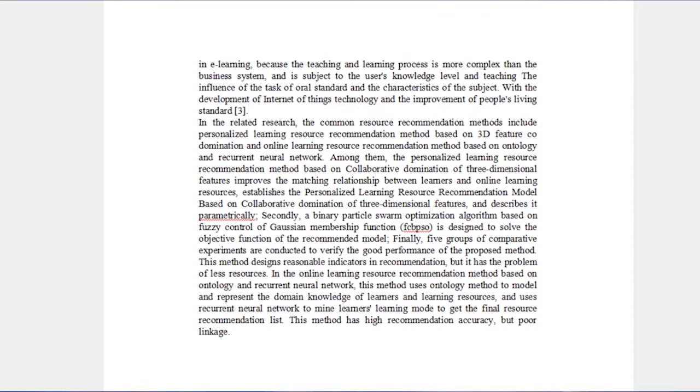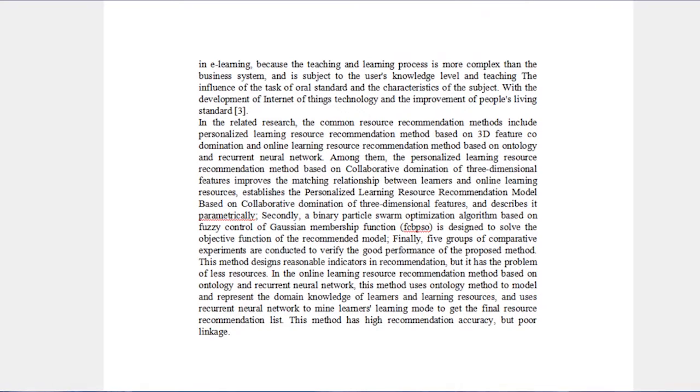Secondly, a binary particle swarm optimization algorithm based on fuzzy control of Gaussian membership function is designed to solve the objective function of the recommended model. Finally, 5 groups of comparative experiments are conducted to verify the good performance of the proposed method. This method designs reasonable indicators in recommendation, but it has the problem of fewer resources.